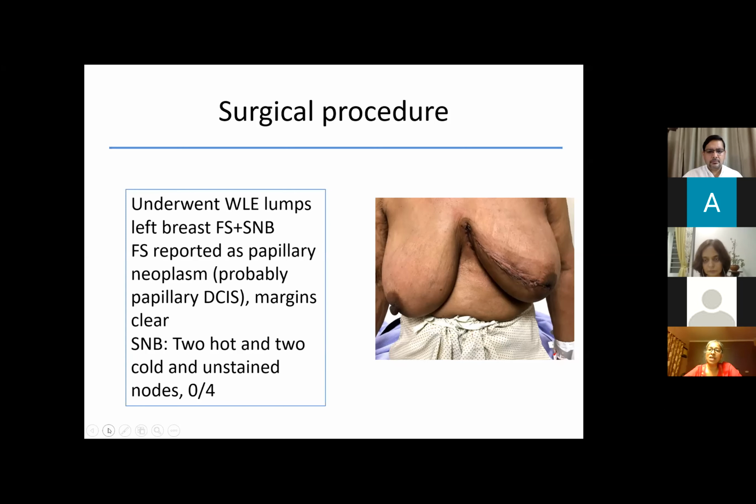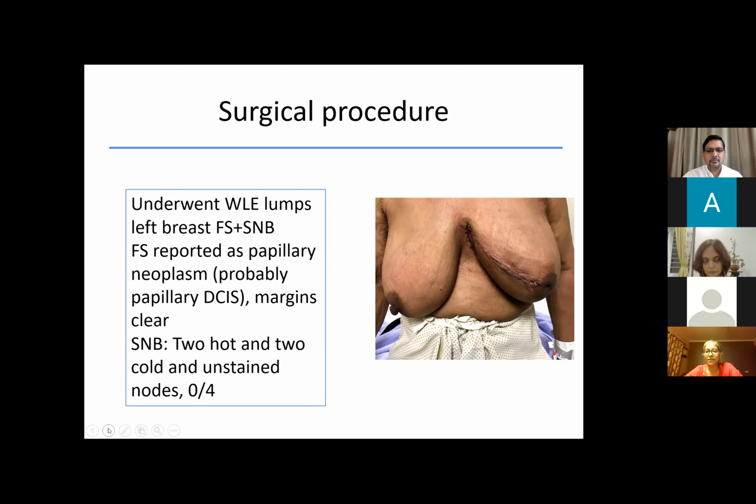In case she had come to us in an otherwise non-COVID era, probably we would have done something else. Probably we would have investigated her, did an ultrasound and looked at the ultrasound features, maybe did a VAB. Because Dr. Ritu, I wanted to ask, if it was reported as papilloma on ultrasound, would you have done VAB for a location like this, a medially located tumor? Would VAB have been possible for her?